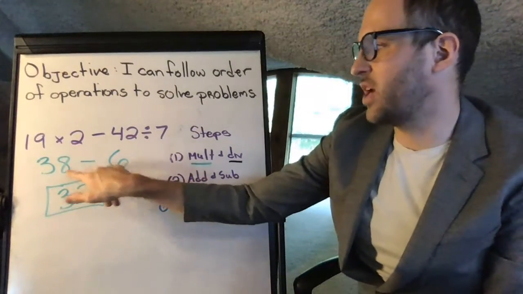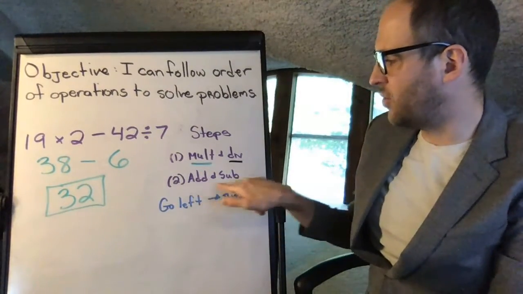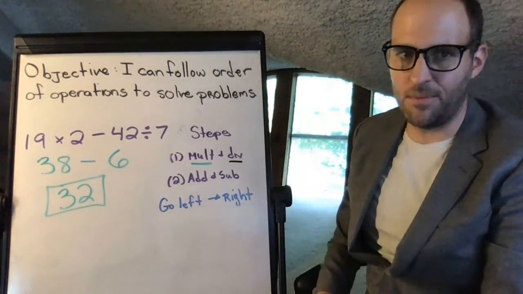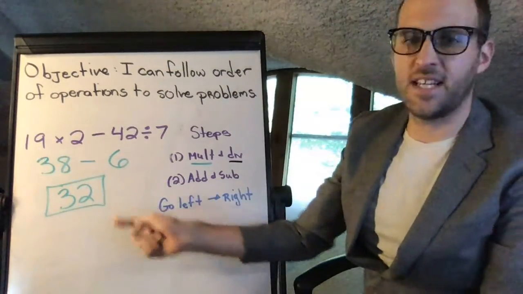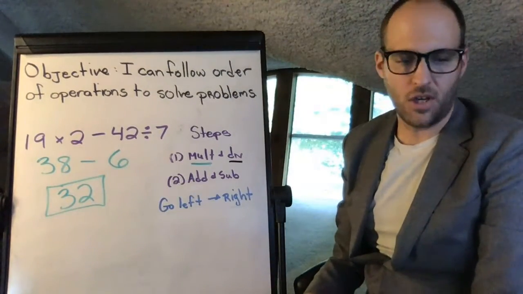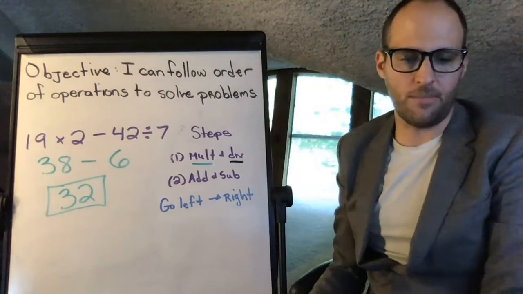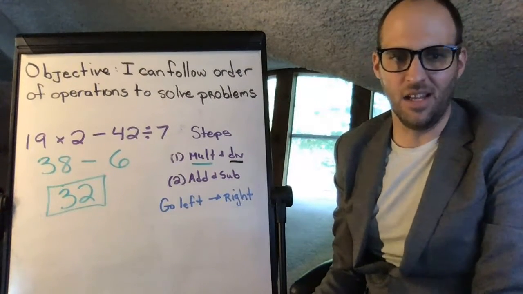I then now subtract, because that's the only one I have left. So when there's only one, it makes it really simple to figure out. 38 minus 6 is 32. So hopefully you got that right. We're going to do a couple more of these, and then we're going to make it a little more complicated.